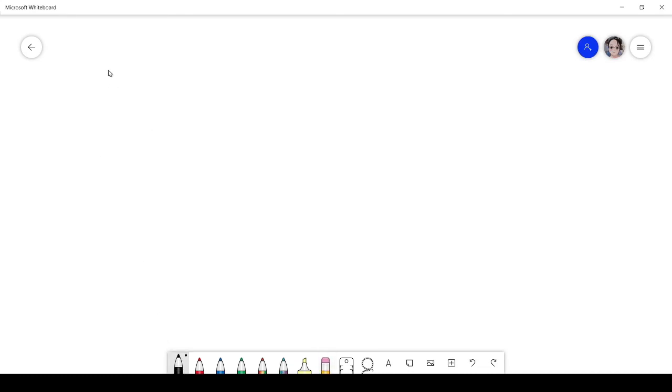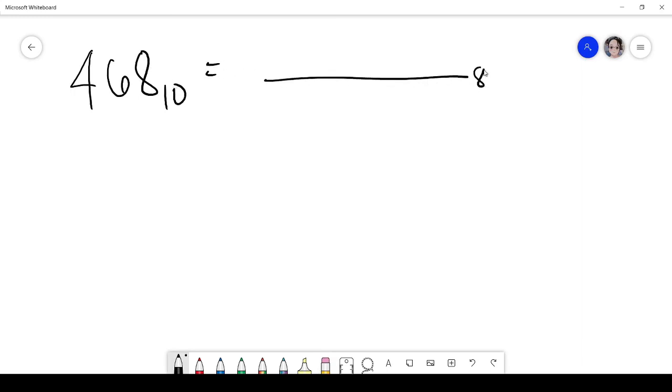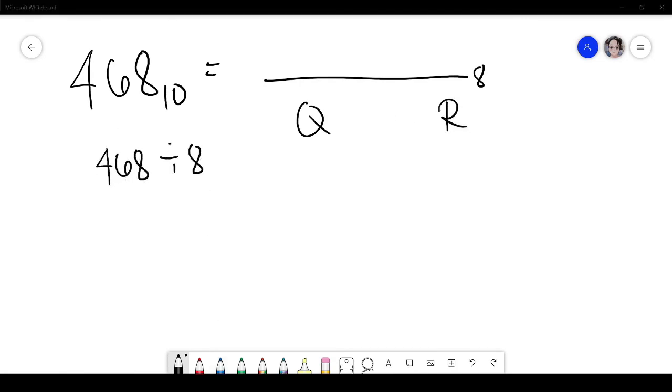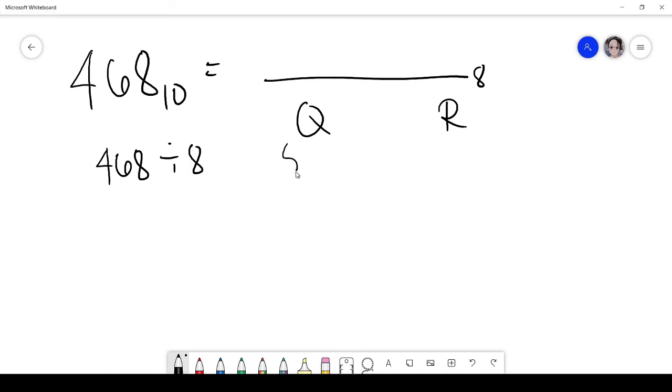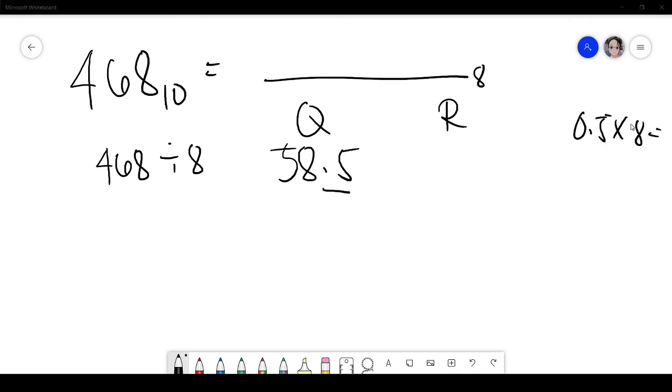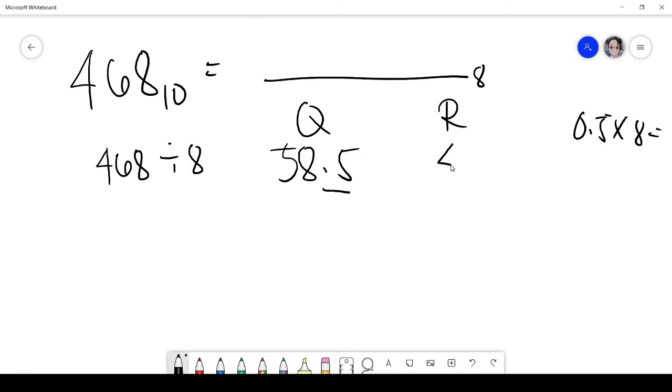Okay, so let's have last example. Let's say, for example, you have a value of 468 decimal to octal. Okay, same like yapon. You have here the quotient and the remainder. So 468 divided by 8. Let's use our calculator. 468 divided by 8 is 58.5. So si 0.5, i-times na to 8. So 0.5 times 8 equals 4. So answer is 4.